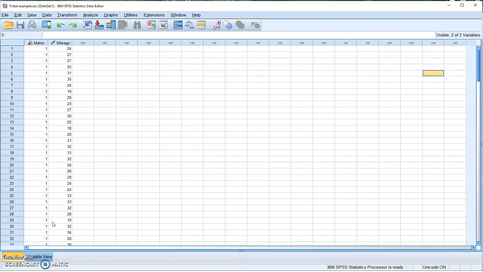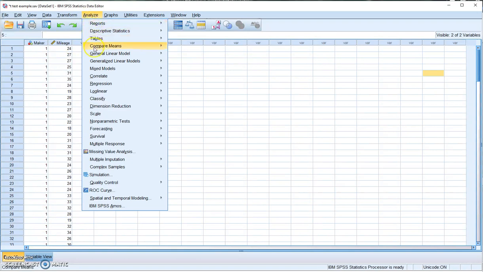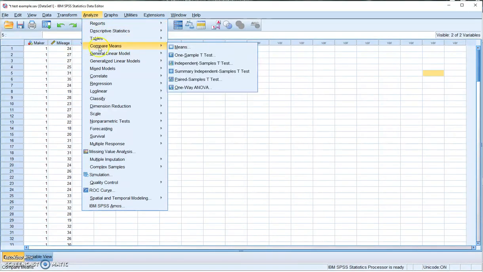We know we have two independent samples. To compare their average mileage, we need to do an independent sample t-test. You can go here, that's called Analyze, and find a place that's Compare Means. And here you see we have an option that says Independent Sample t-test.